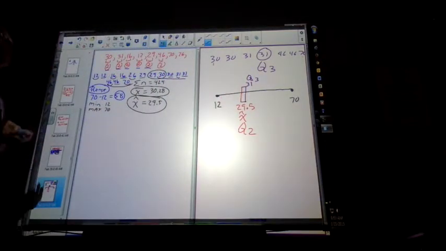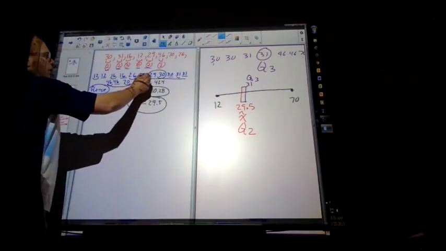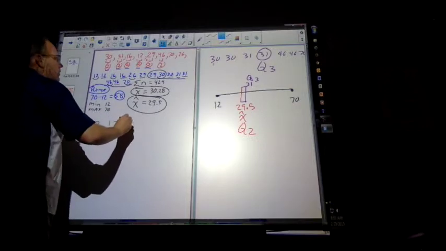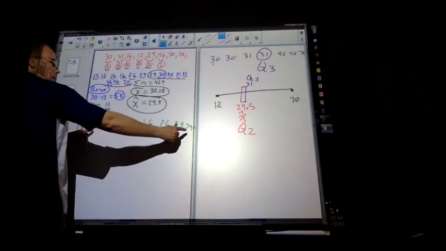I want to find Q1. Q1 is the bottom of my data. So I'm going to take the bottom portion of my data and include that. So I have 12, 12, 16, 16, 26, 29, 29. Come to the middle.